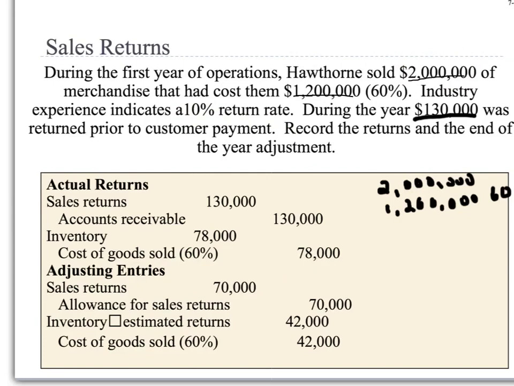you end up getting, let's do it out here, 2 million times 10% is 200,000.